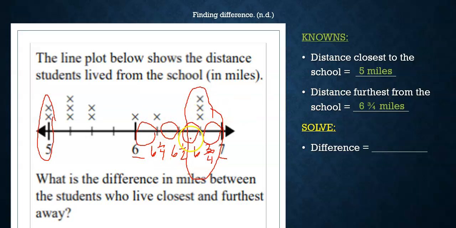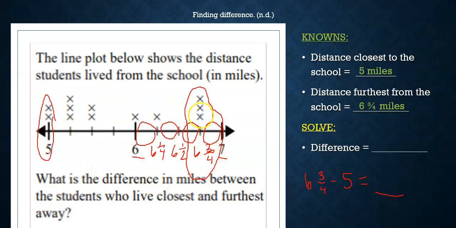Now I have to solve this. So my equation down here, if I know how to subtract fractions, would be 6 3/4 minus 5. So that's my equation, or my number sentence. But if I don't know how to do that, I can go to my number line, and just like we used our number line or our line plot for adding, I can use it to subtract.